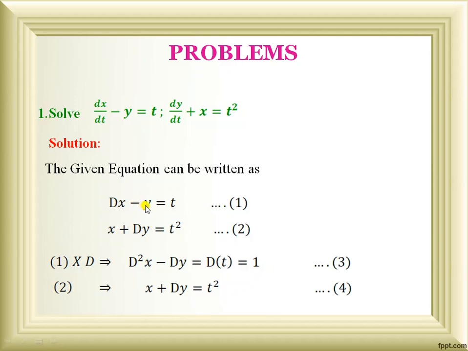For that, in the first equation the y coefficient is 1 and in the second equation the y coefficient is D. Therefore, I am multiplying equation 1 by D. I will get D square x minus Dy is equal to D of t. D is nothing but d by dt, so d by dt of t is equal to 1. Next, I am taking equation number 2, that is x plus Dy is equal to t square. Now I am adding equations 3 and 4, and Dy gets cancelled. I will get D square x plus x. Here x is common, so taking it outside, I get D square plus 1 into x. On the right hand side I have 1 plus t square.